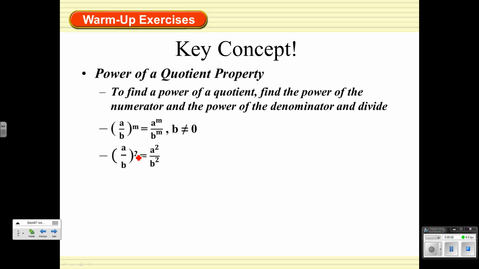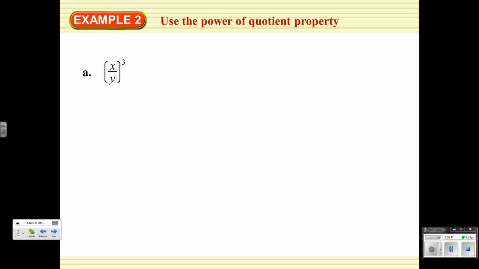All raised to the power of 2. So the 2 goes with the a squared divided by b squared. So let's look at some examples of this. Okay, so we have x divided by y, all raised to the third power.